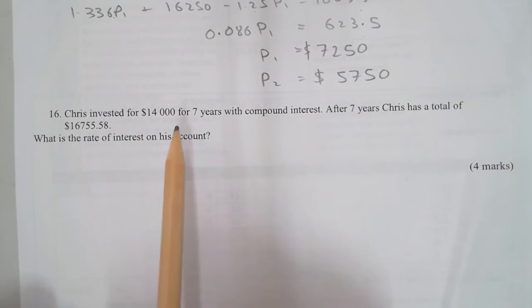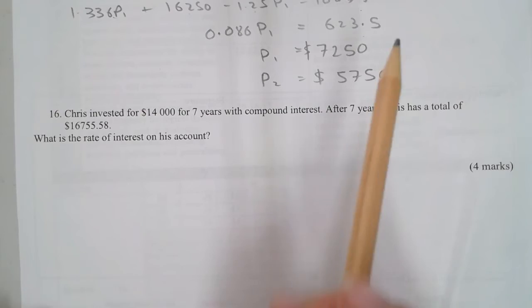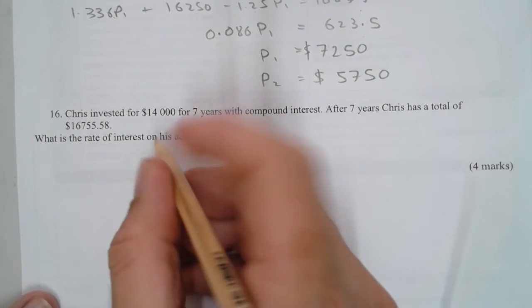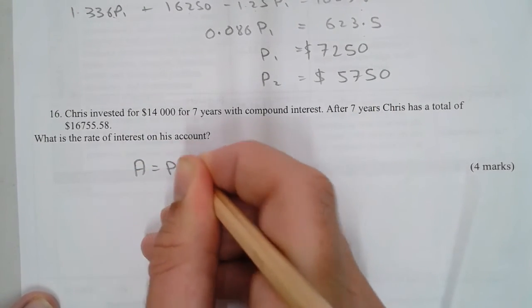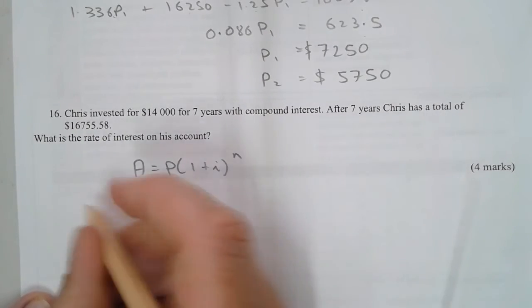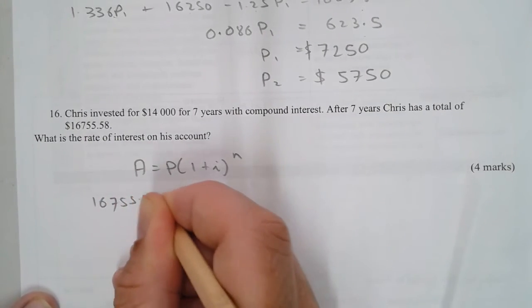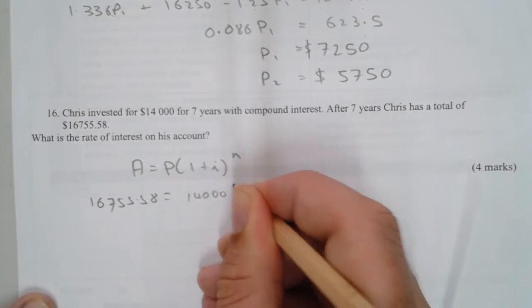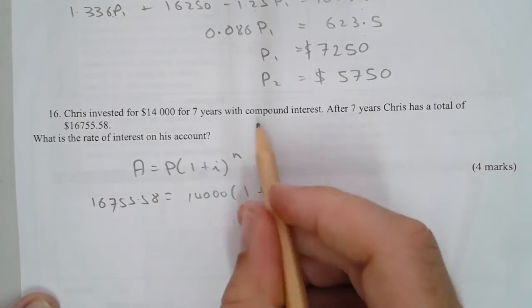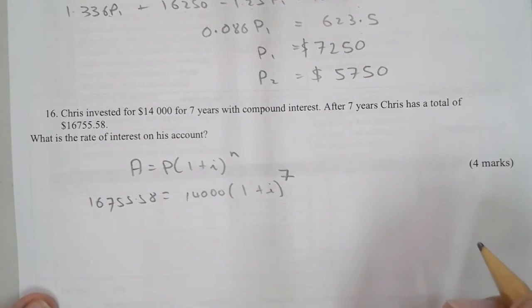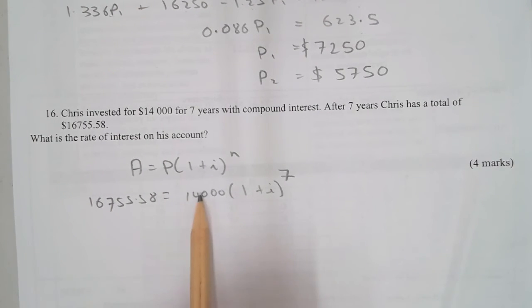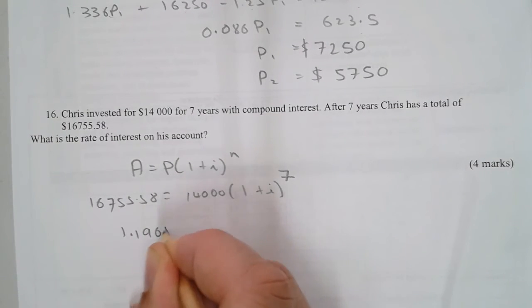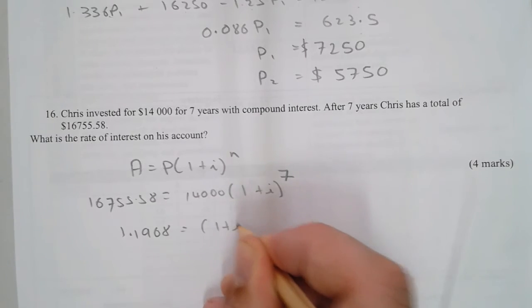Question 16. Chris invested $14,000 for 7 years for compound interest. After 7 years he had this total. Okay, so this is our formula for compound interest. We've got the final amount. We know the principal. We don't know the rate of interest, but we know it's to the power of 7. So we're just going to solve for I. So first we're going to divide by 14,000. 16755.58 divided by your 14,000, and you get 1.1968, and so on. I'm actually leaving that in the calculator.